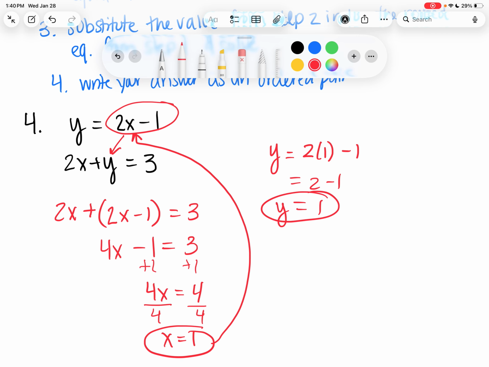I'm not done yet, though, because my answer needs to be written as an ordered pair. So my answer is (1, 1). Remember, it's always x and y. This one, obviously, you could mix them up and it would still be okay because they're both the same number.